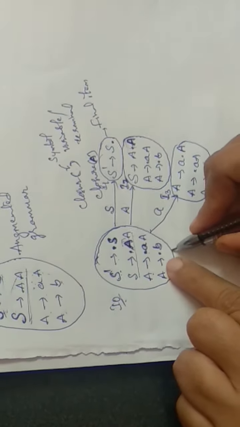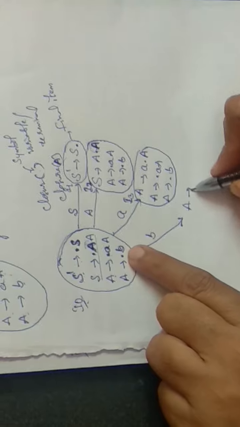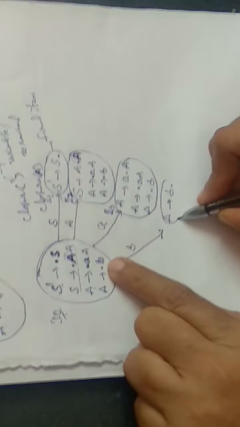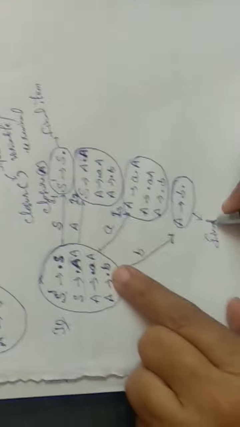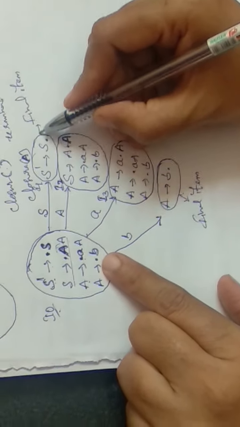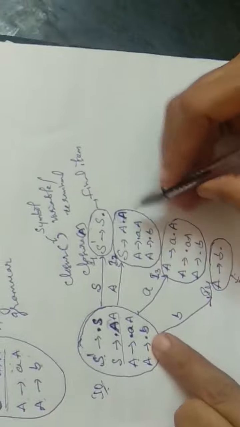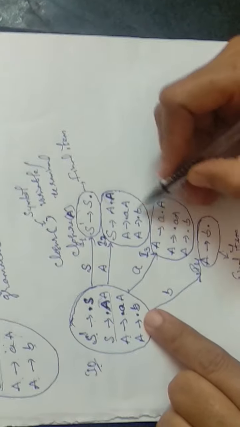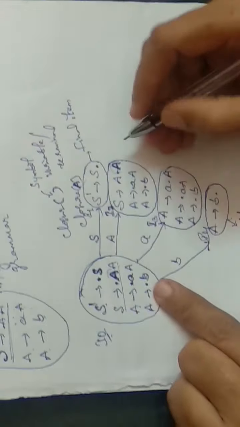So the last production from the state I naught: what is the input symbol here? B. After seeing the B, the dot will move to the end. Now there is no symbol to be scanned, so again this acts as a final item. From the state I1, no input symbols are present in front of the dot, and in the state I4 also no input symbols are present in front of the dot. So that's why consider these two as the final items. And for these two, the states I2 and I3, the dot has still not reached the end, so again we have to scan the input symbol.